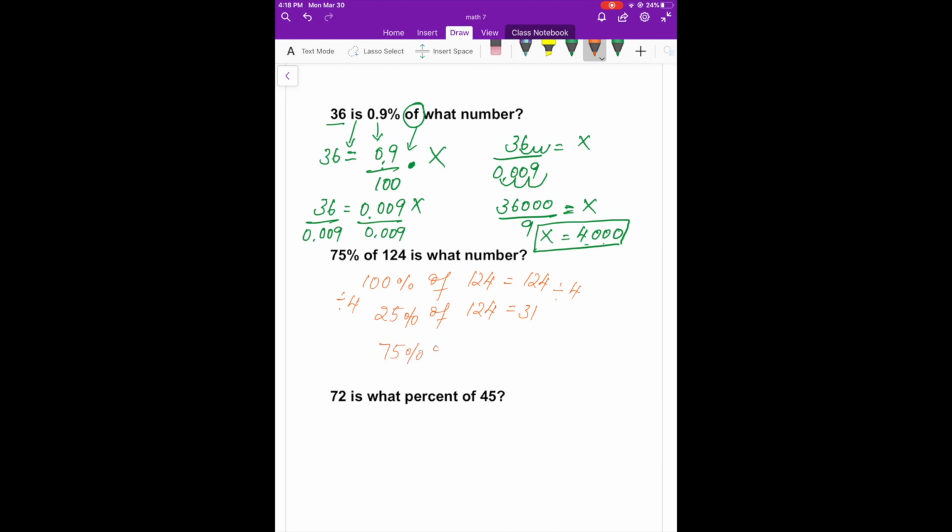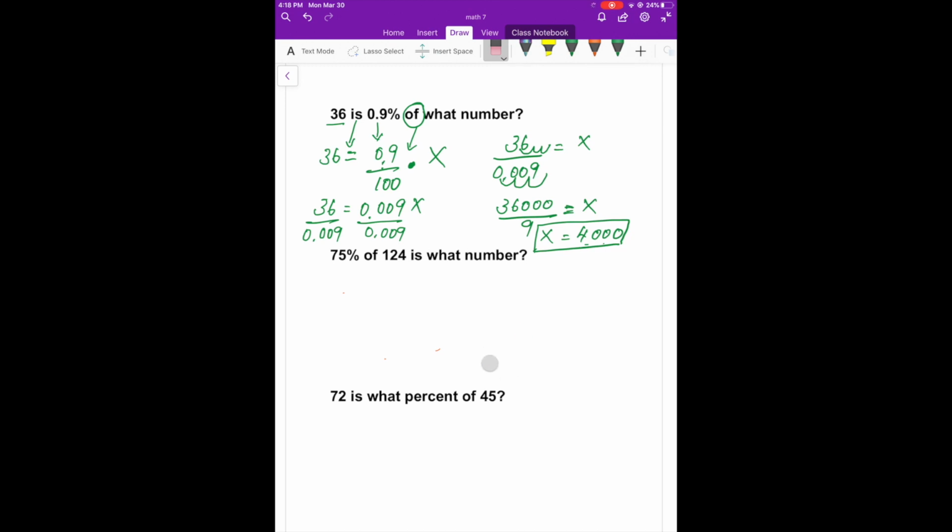So 75% will be, you just multiply the quantity by 3 because 25 times 3 is 75. So you multiply by 3, and that's easy to multiply also. It's 93. So 93 is 75% of 124. That's mental math. But if you don't remember how to do the mental math, or if you think it's hard, you can use equation, or you can use proportion to do this problem.